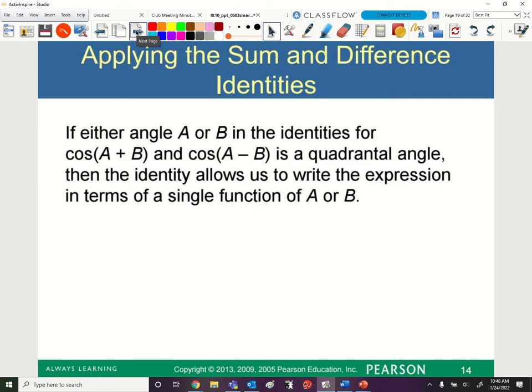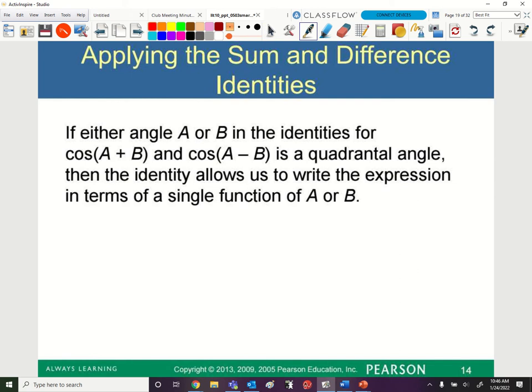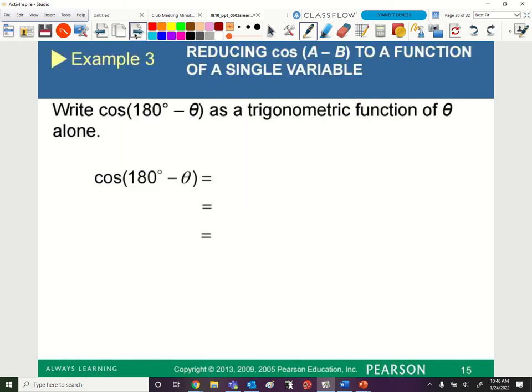All right, right here it says applying sum and difference identities. These are the same things that we have been doing recently. If either A or B in the identities for cosine A plus B and cosine A minus B is a quadrantal angle, then the identity allows us to write the expression in terms of a single function of A or B. So quadrantal means it's on the x-axis or the y-axis. That's what that means. Dang it. And I tried so hard not to mess up. All right, there we go. So it's on the x-axis or the y-axis.